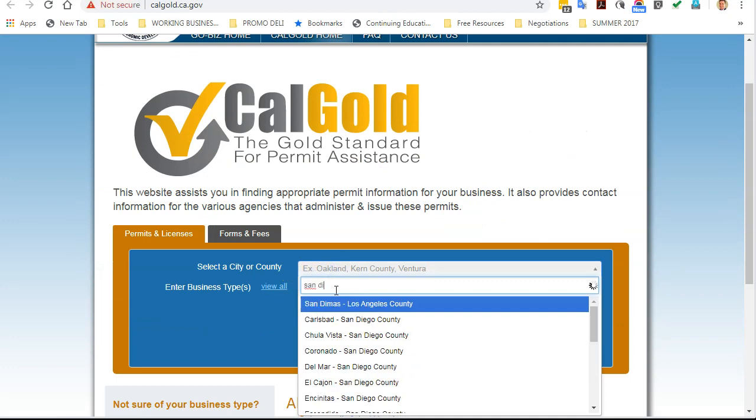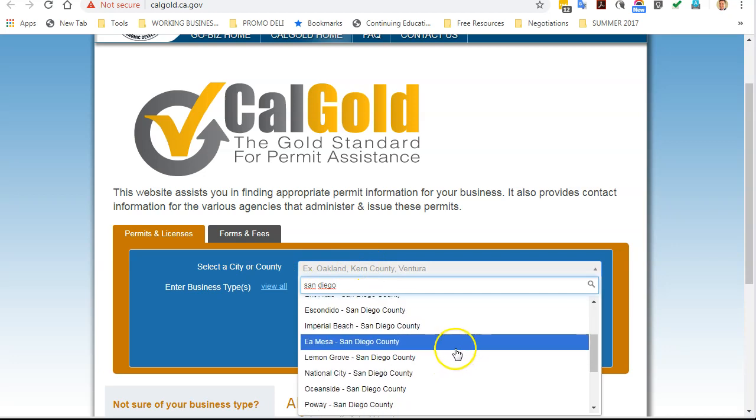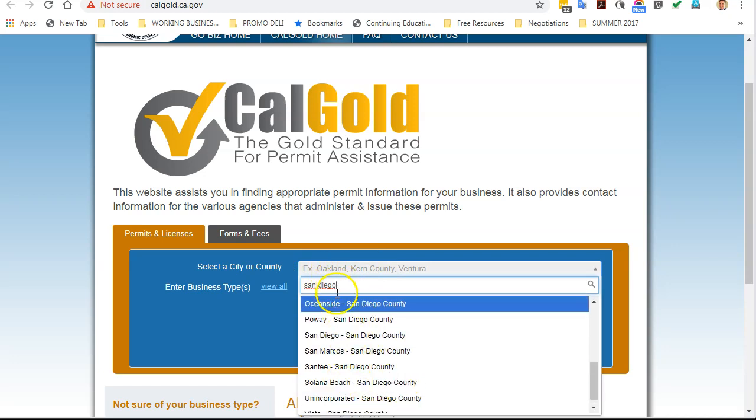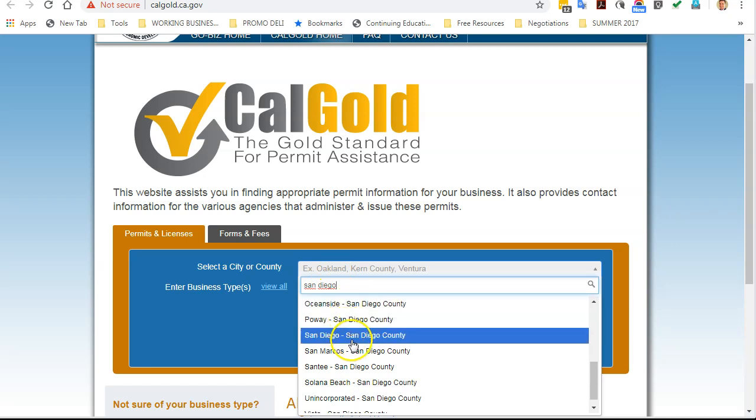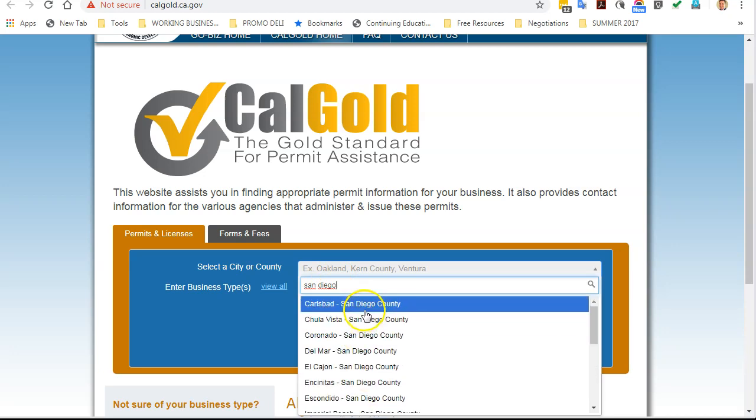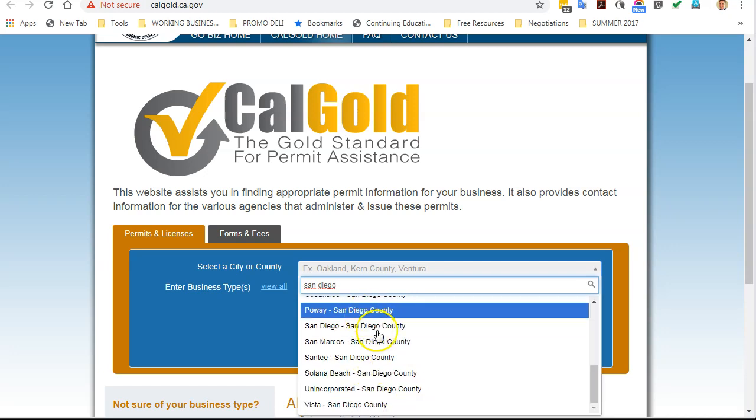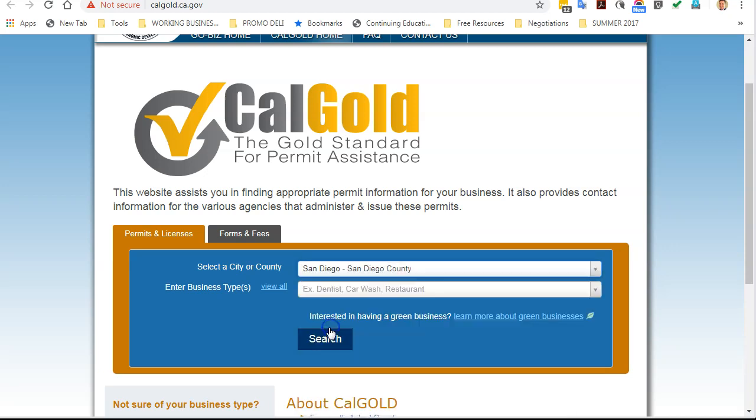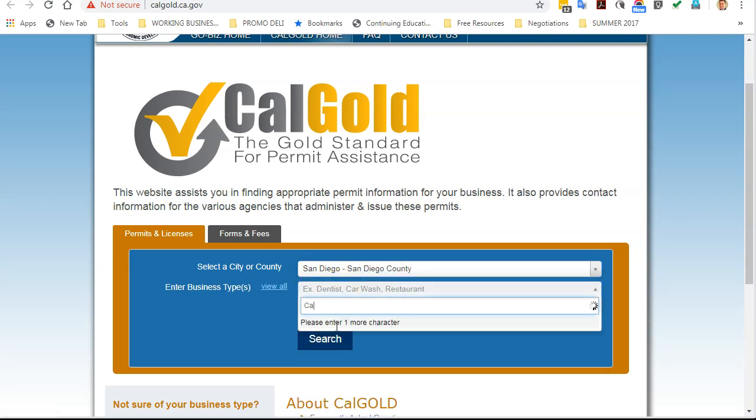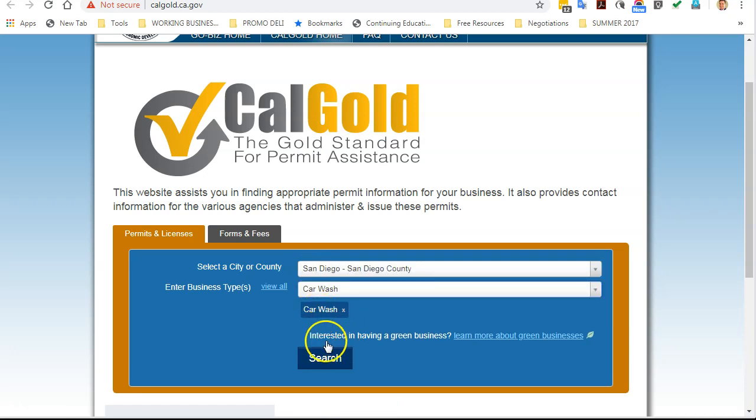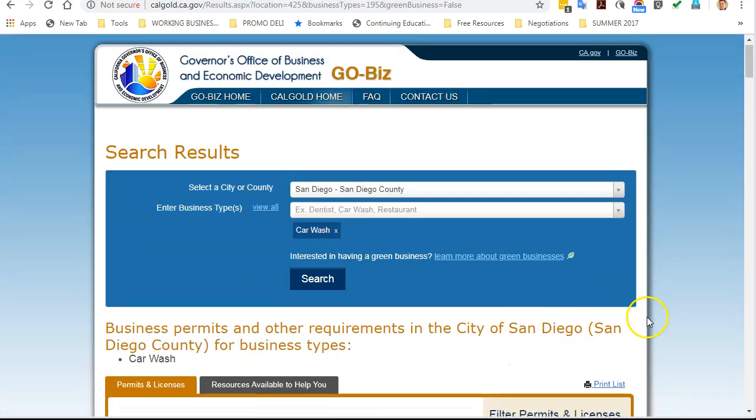So if you're operating in San Diego, go to calgold.ca.gov, and you can type in San Diego. Please note that if you type in San Diego, it's not what first pops up. It's down there, unless you're in Chula Vista in San Diego County or something. So if you're going to be operating in the city of San Diego, click that. And if you're operating, let's say, a car wash, you'd be here.